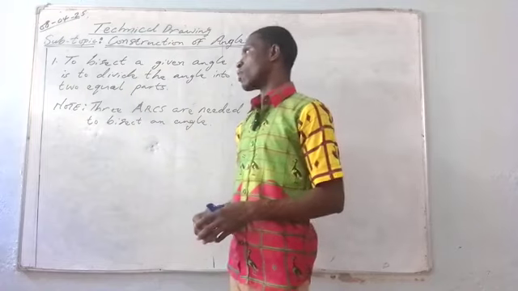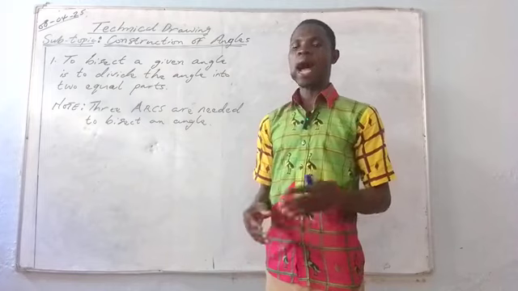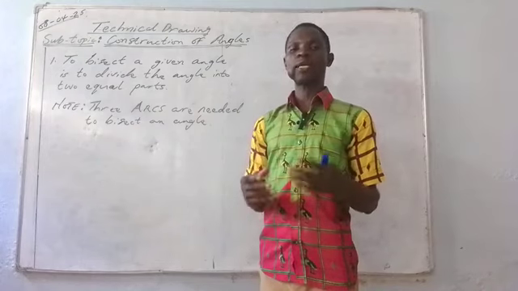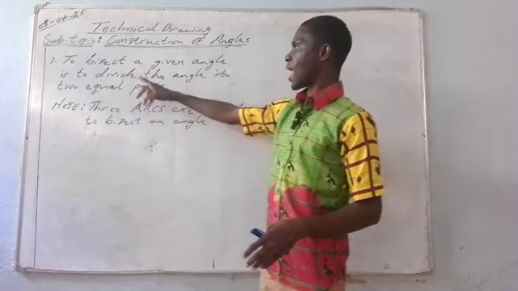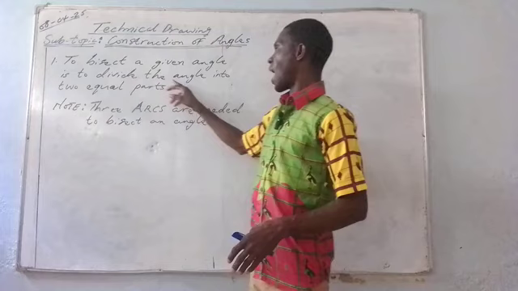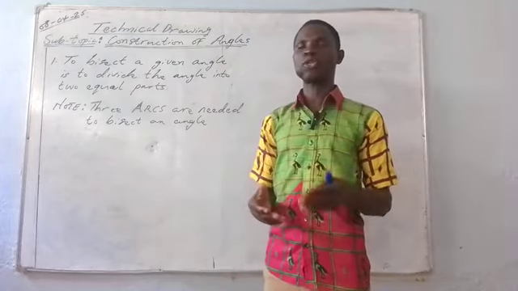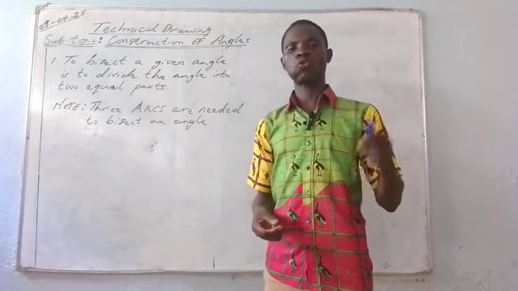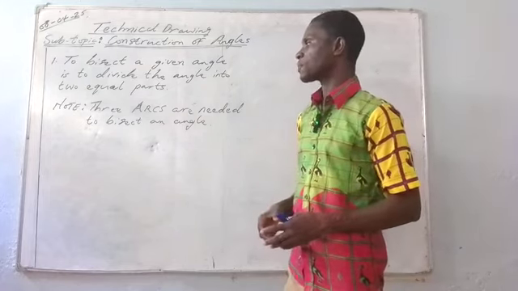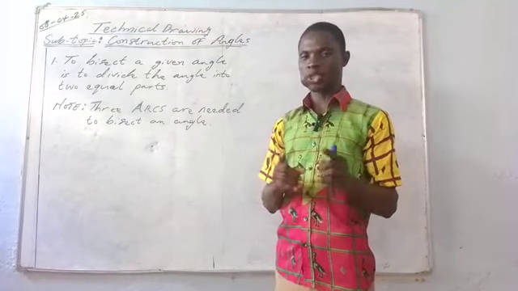Now, the first thing that we are going to do is to talk about the bisection of an angle, how we can bisect an angle or how we can divide an angle into two equal parts. To bisect any given angle is to divide that angle into two equal parts with the use of a pair of compasses.